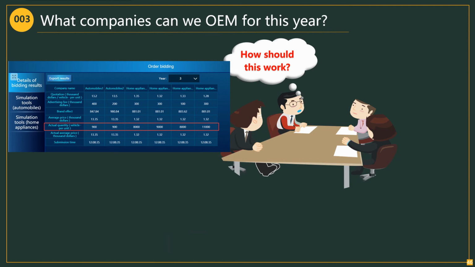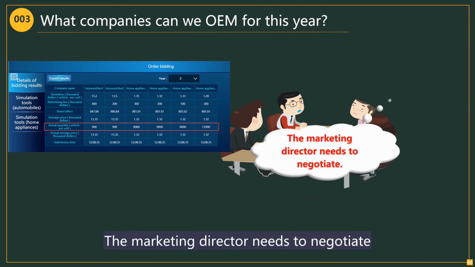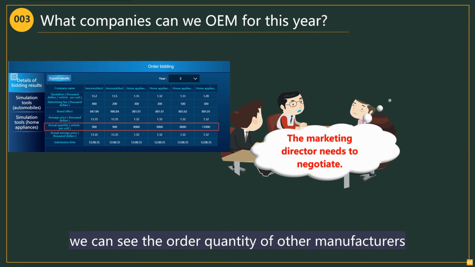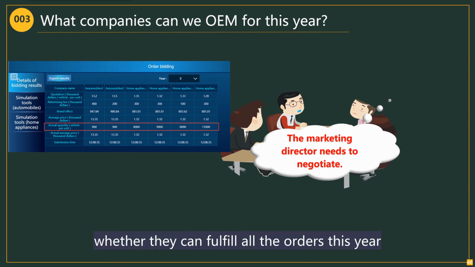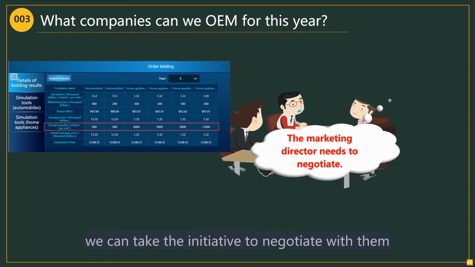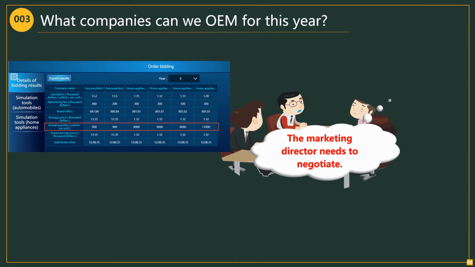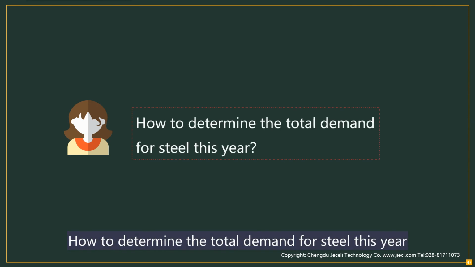How should this work? The marketing director needs to negotiate. What if we get few orders this year? By the order bidding results, we can see the order quantity of other manufacturers. If we know clearly the number of production lines of other manufacturers, we can understand whether they can fulfill all the orders this year. If they can't, we can take the initiative to negotiate with them and produce on their behalf.